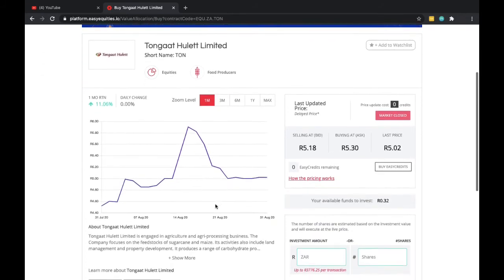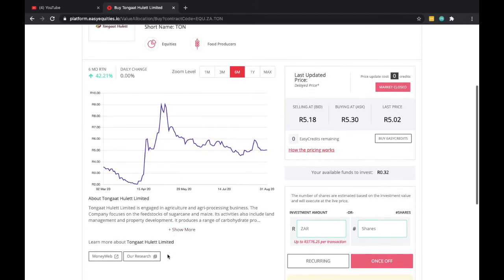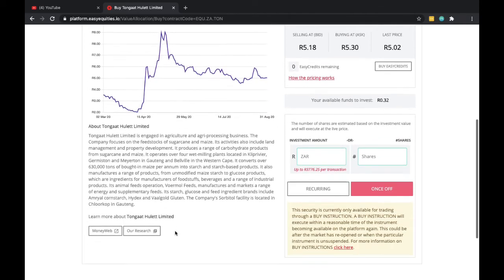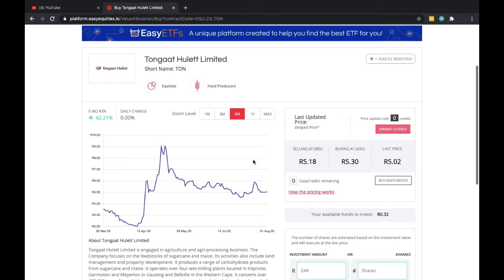And as I mentioned, the price was previously at around 2 rand, and now it's at 5 rand. So you're gonna make about double your money if you purchased in March. And if we go to the about section here, there's a short description that I'm sure you wouldn't mind going to read. And if you have about 3,776 rand, you can invest per transaction. That's the max that you're allowed to invest in the stock.